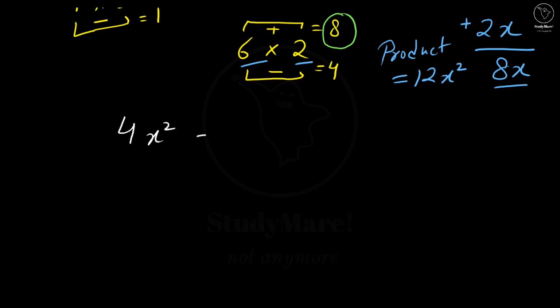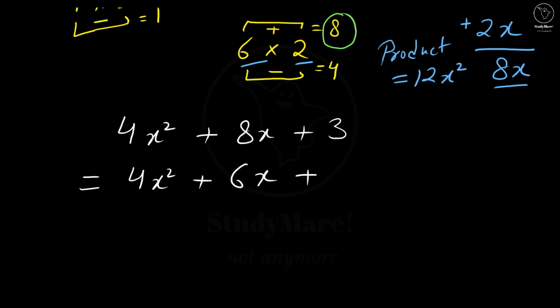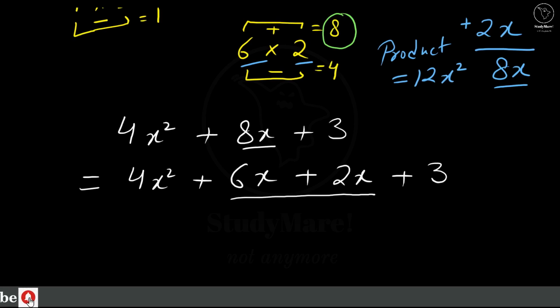4x square plus 8x plus 3. This can be written as 4x square plus 8x, as we have seen that it can be split in 6x plus 2x. Now 8x is nothing but 6x plus 2x. So we are not changing the expression or its value. It remains the same. We have just made a different representation.